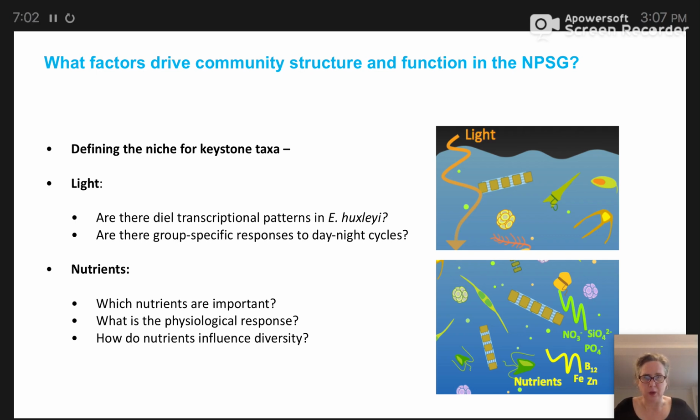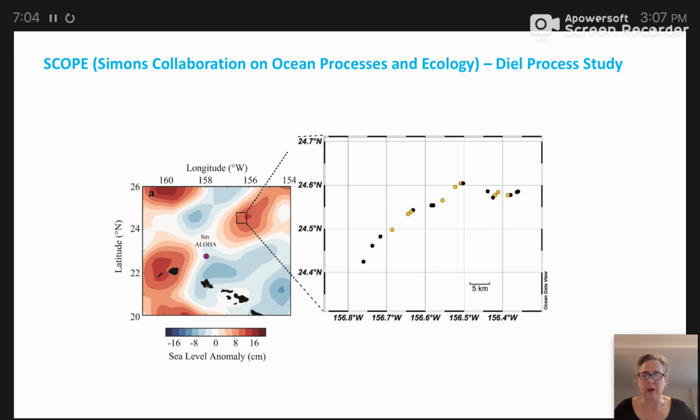To do this work on light, we were part of a large synthesis experiment supported by the Simons Foundation through the Simons Collaboration on Ocean Processes and Ecology. This diel process study involved a research cruise off the coast of the Hawaiian Islands, shown here. And in the study area in the box here, we deployed a drifter into this eddy and tracked it so that we could sample the same water mass over time.